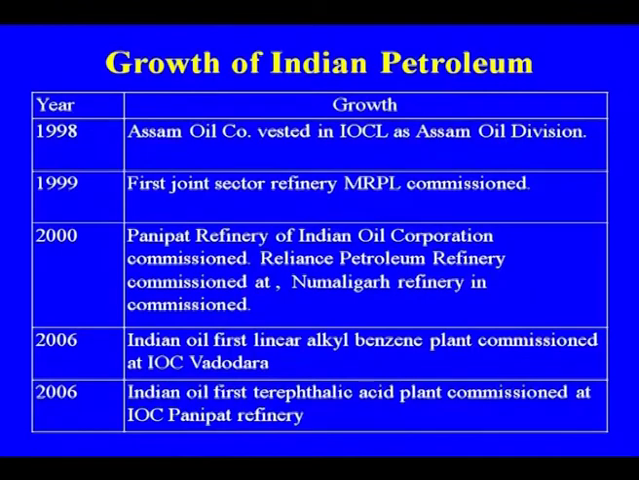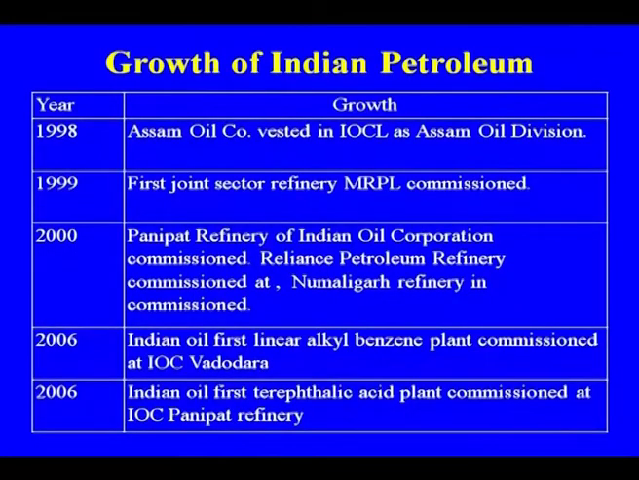The first joint sector refinery that was started was Mangalore Refinery and Petrochemicals, which has now been taken over by ONGC. That was started at Mangalore by Birla. Then in 2000, the Panipat Refinery of the Indian Oil Corporation was commissioned, the Reliance Petroleum Refinery was commissioned, and the Numaligarh Refinery, and in between other refineries also came up by 2006.